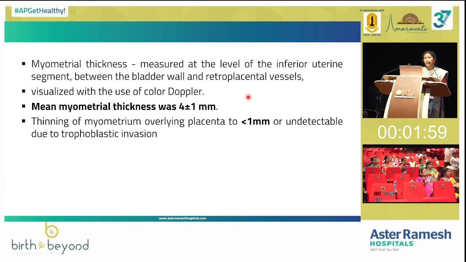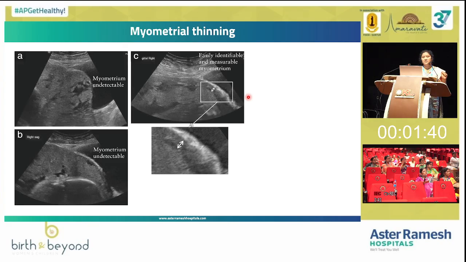So normally myometrium will be measured at the level of the inferior uterine segment between the bladder wall and retroplacental vessels, visualized with the use of color Doppler. Mean myometrial thickness was 4 mm. If it is less than 1 mm or undetectable, then we consider it as myometrial thinning. Okay.